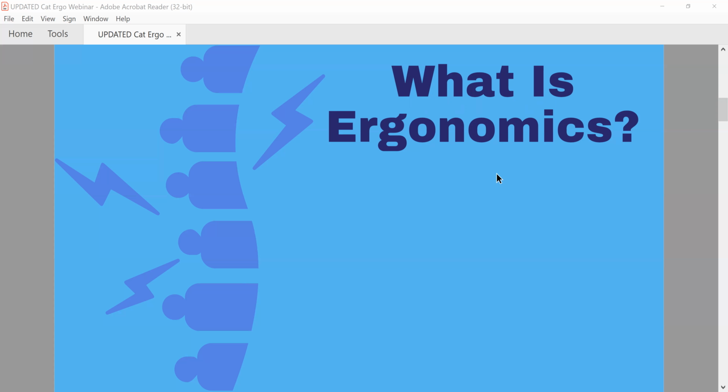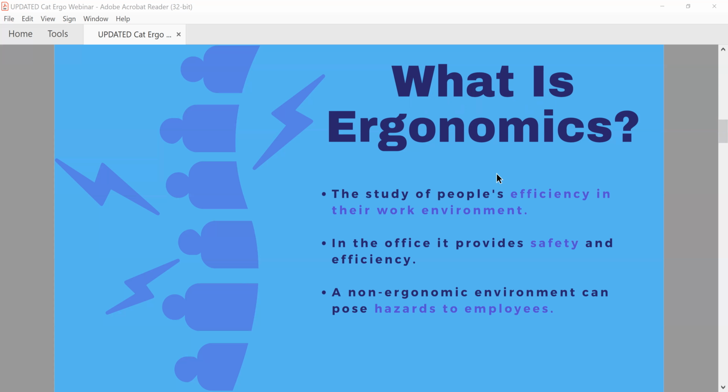Nice. Okay, great. Those are all fantastic answers. By definition, ergonomics is the study of people's efficiency in their work environment. In an office setting, an ergonomic environment provides safety and efficiency for its workers. Repetitive stress on the body in a non-ergonomic environment can pose hazards to employees and can cause musculoskeletal pain, such as carpal tunnel syndrome.